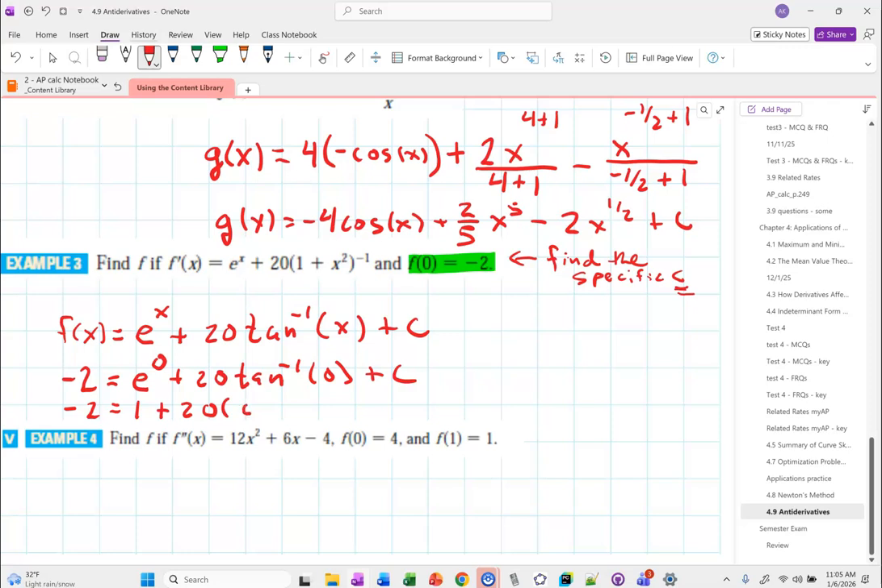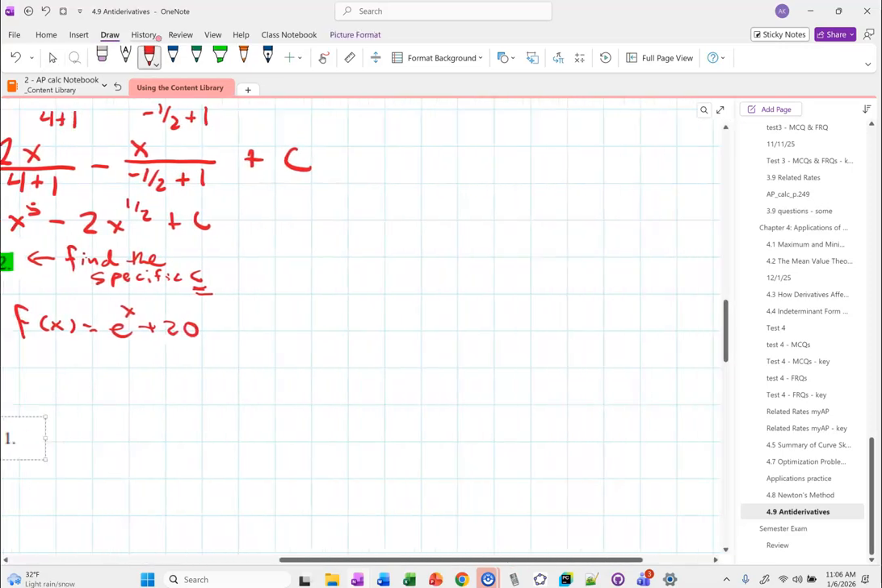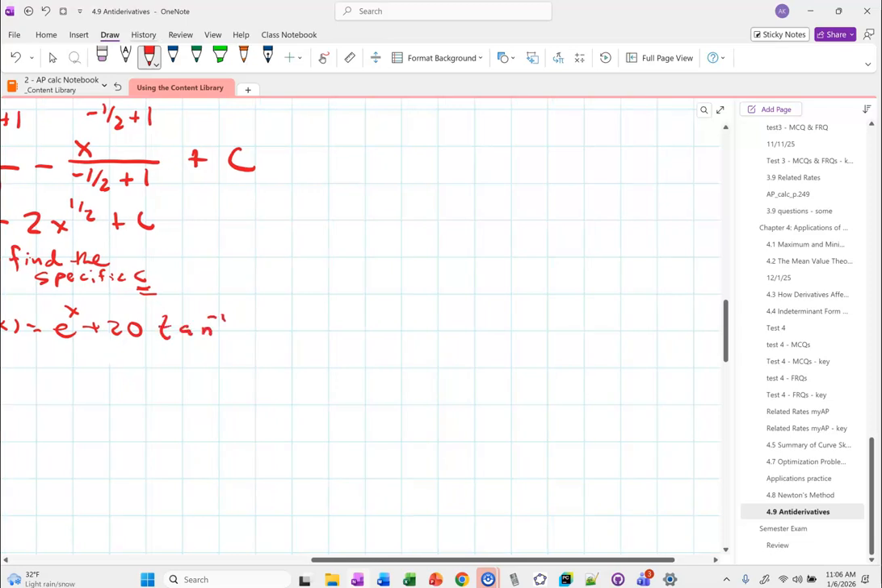0 is correct. Again, the way to think about that is the graph of tangent looks like this. So we have the coordinate 0, 0. So when y is 0, x is also 0. So tan inverse of 0 is 0. Okay, so what is c going to be then? -3. So that allows us to say then our function f of x is e to the x plus 2 tan inverse of x minus 3.